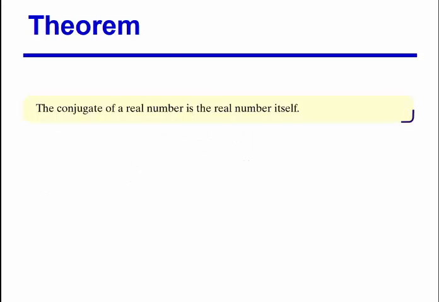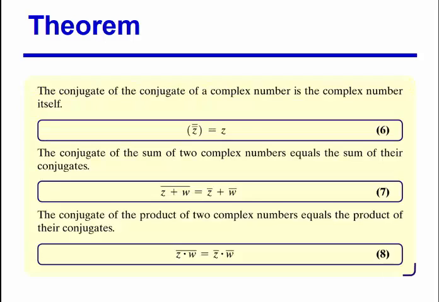So here's a theorem. The conjugate of a real number is the real number itself. So the conjugate of the conjugate of a complex number is the complex number itself. So z bar bar, in other words, is simply just the original complex number. Now the conjugate of the sum of two complex numbers equals the sum of their conjugates. So in other words, if I have (z plus w) bar, that is simply equal to z bar plus w bar. Now the conjugate of a product of two complex numbers equals the product of the conjugates. So (z times w) bar is equal to z bar times w bar.